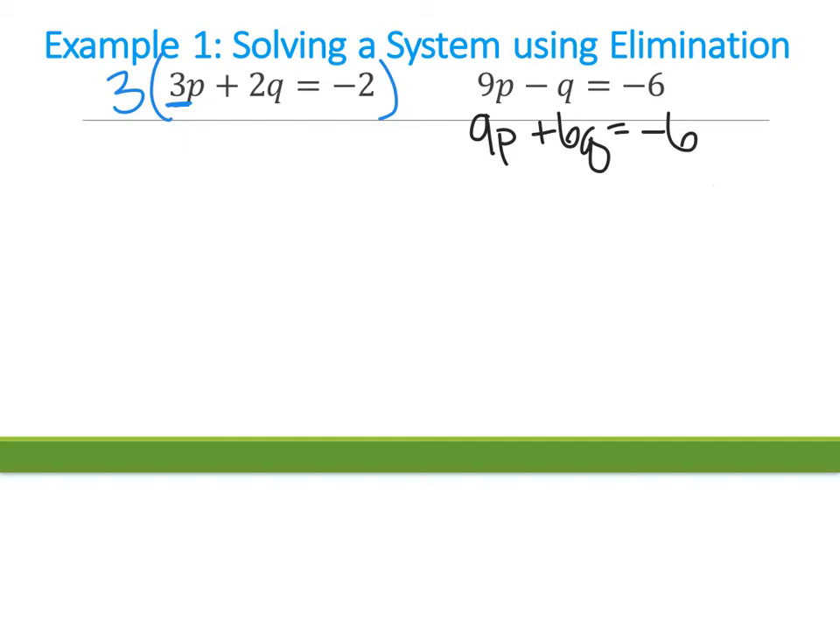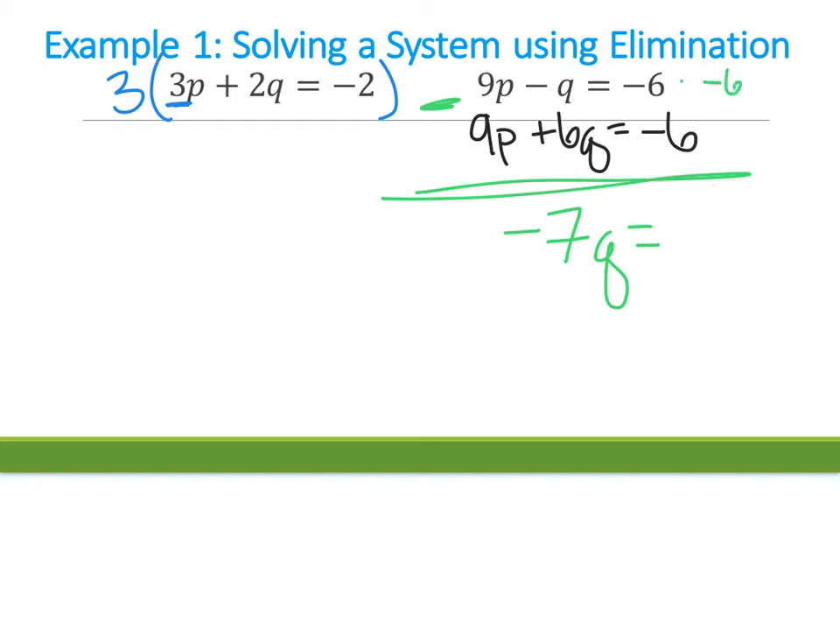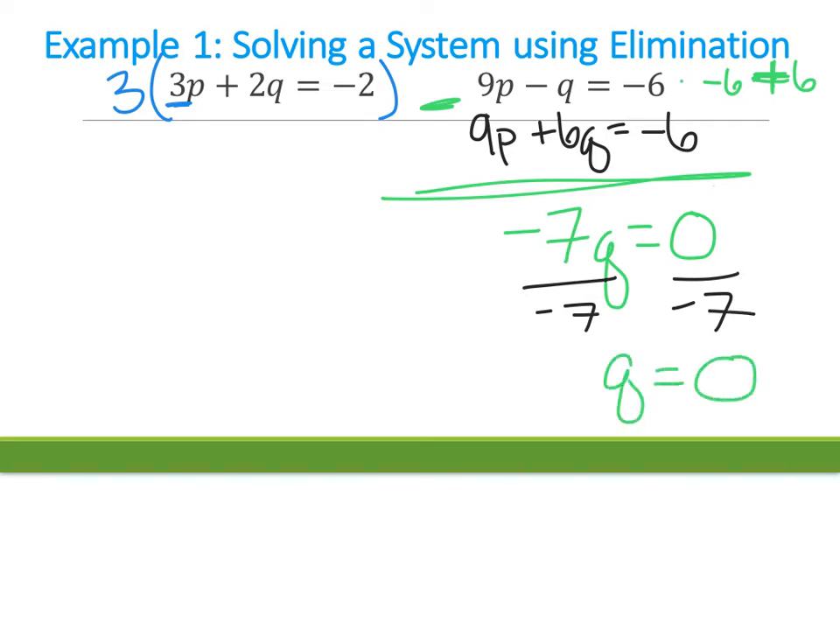So what happens if I subtract these equations from each other? Well, 9p's minus 9p's means I don't have any left. They're all gone. And then I'm taking negative q minus 6q. That gives me negative 7q. And then on this side, I'm taking negative 6 minus a negative 6. So think about it. Negative 6 minus a negative 6 means I'm really adding those together, which gives me 0. If I divide both sides by negative 7, then I get that q is equal to 0.